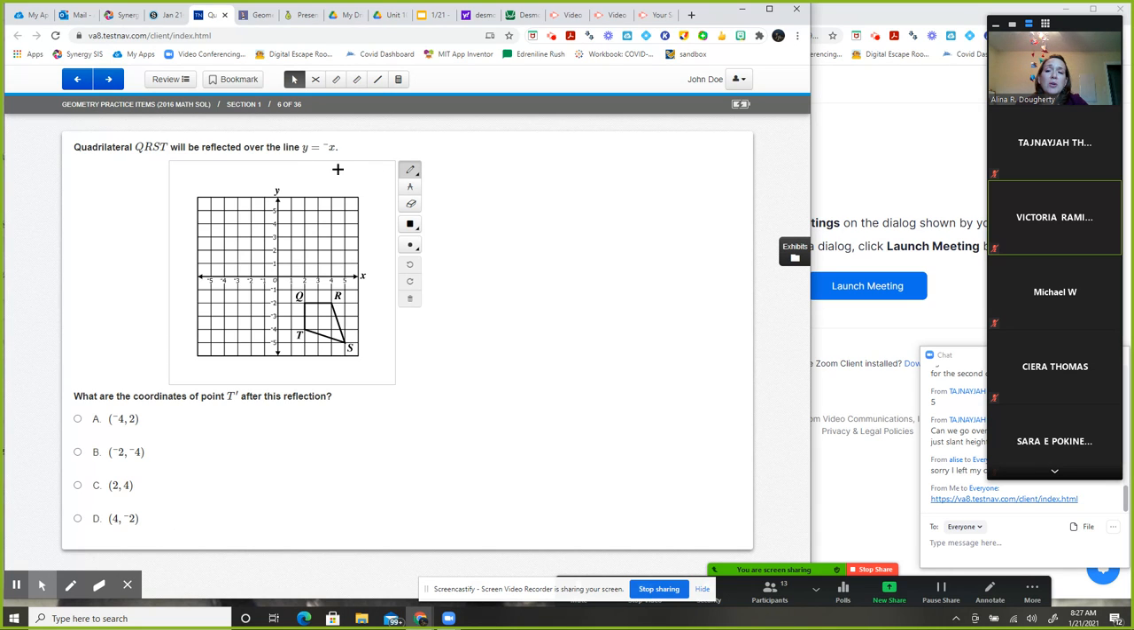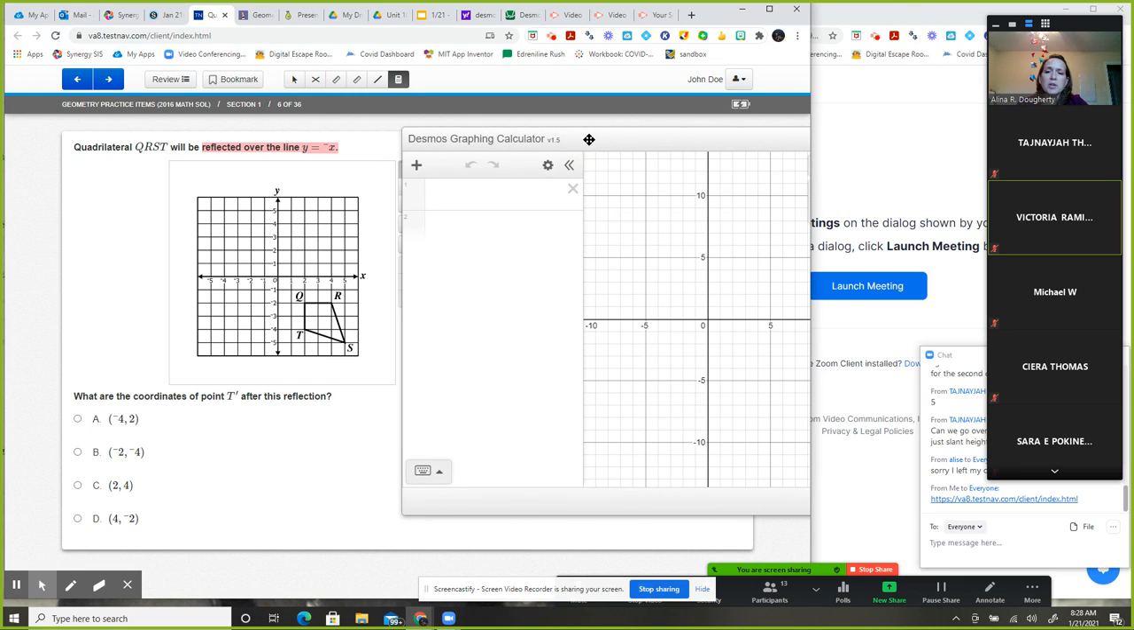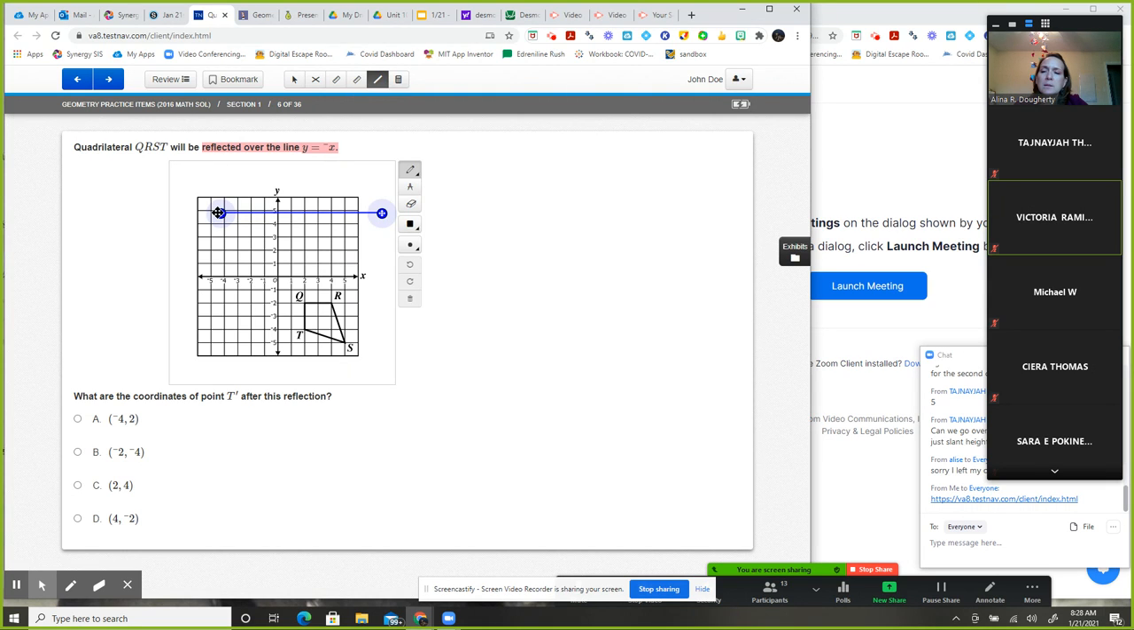I would definitely go into Desmos and plot this line. If you're not sure what the line is here, I know I want to reflect over this line. So open Desmos, and you can move this so you can see the question, and then type in y equals negative x. Y equals negative x is a negative sloping line. Then I can take my line tool and draw into my picture y equals negative x.